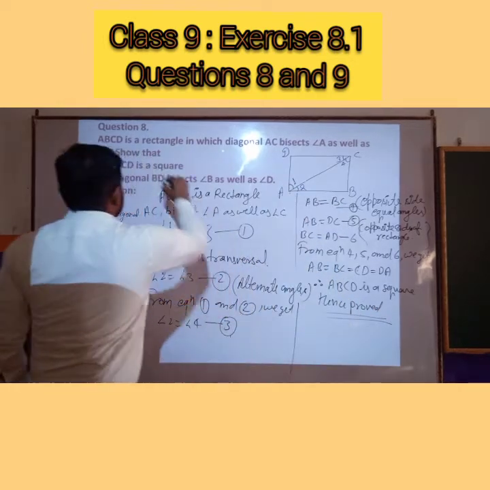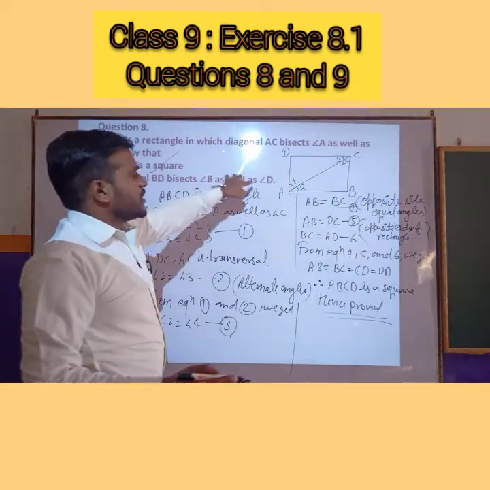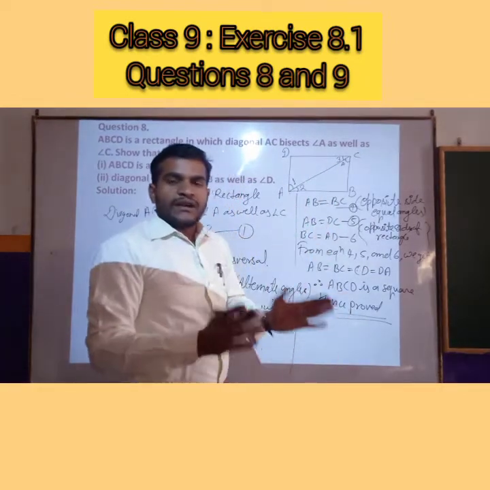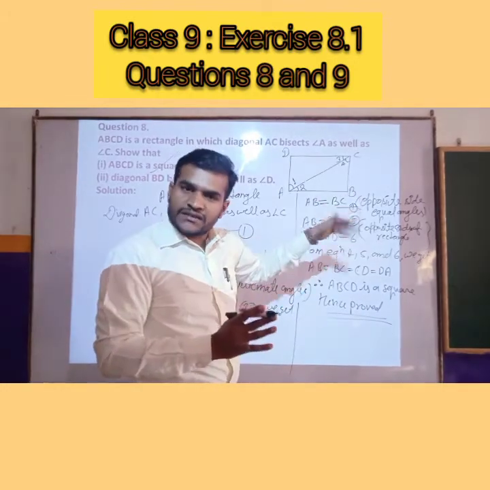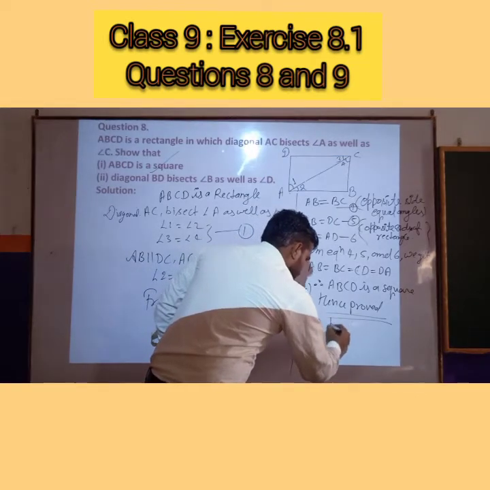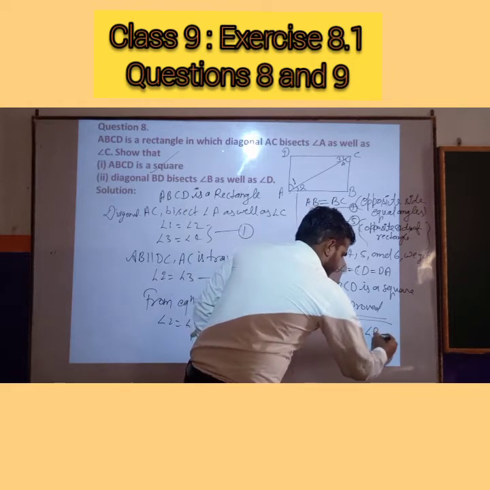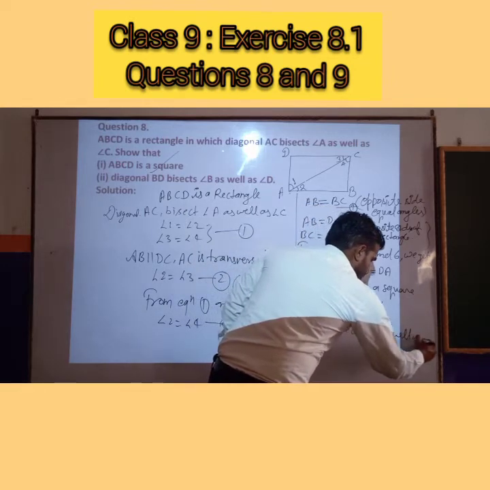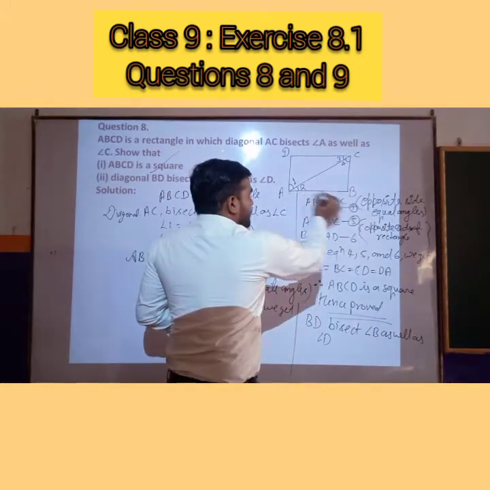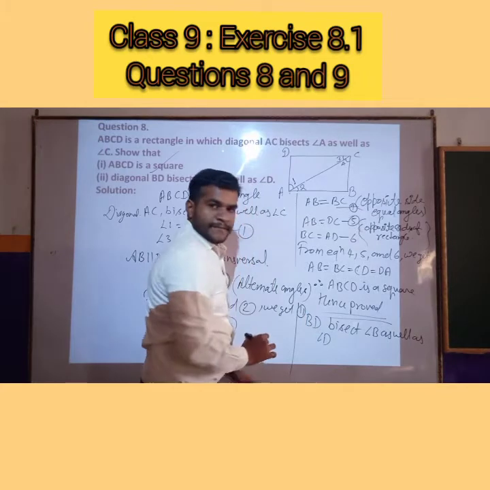First is proved, ABCD is a square. Second one, diagonal BD bisects angle B as well as angle D. We know that if ABCD is a square, the diagonal of a square bisects its opposite angles. So BD bisects angle B as well as angle D. How? Because ABCD is a square. That's why.